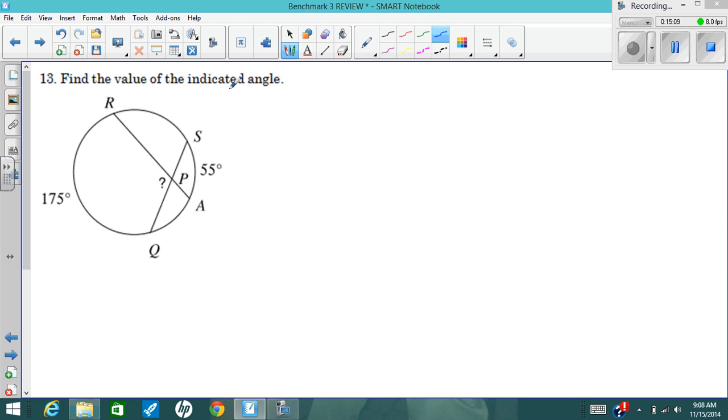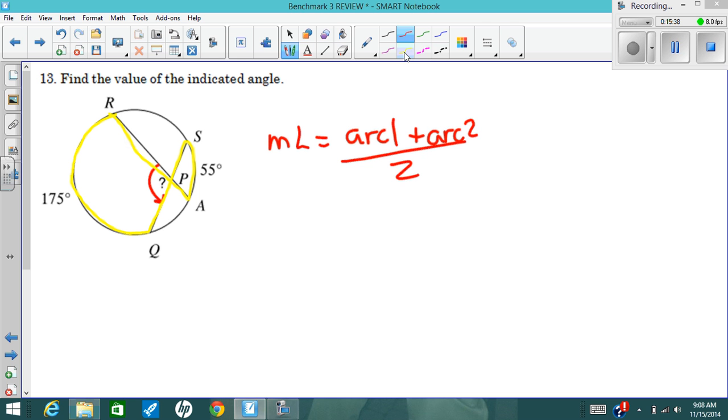Here we have an angle again, and we have two arcs. And remember, this is the situation where we can make a bow tie, as we called it in the past. So the angle we're looking for is associated with these two arcs that are part of the bow tie. And the measure of our angle is equal to the first arc plus the second arc over 2. It's important to notice that that's a plus sign in this relationship.